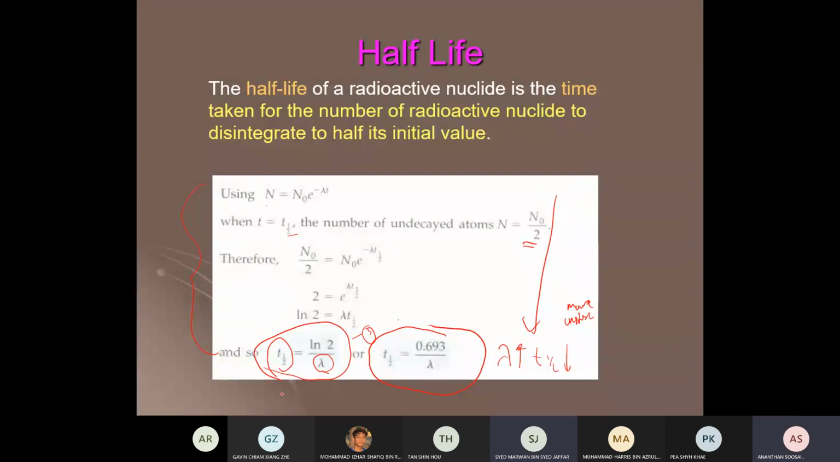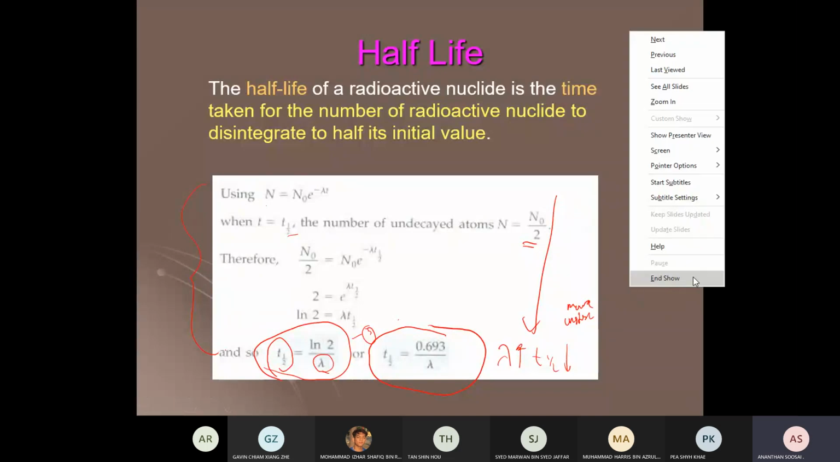In this formula, lambda can be in any unit. If you put lambda per year, the half-life you will get as an answer is in years.